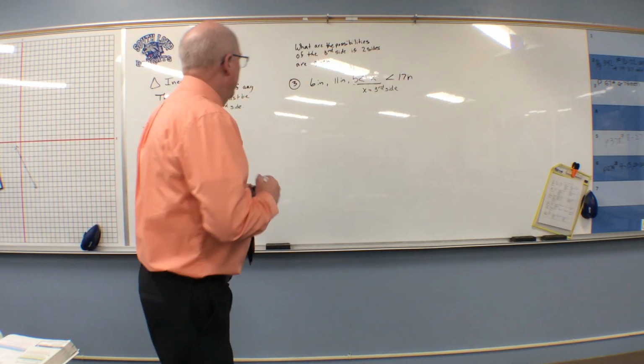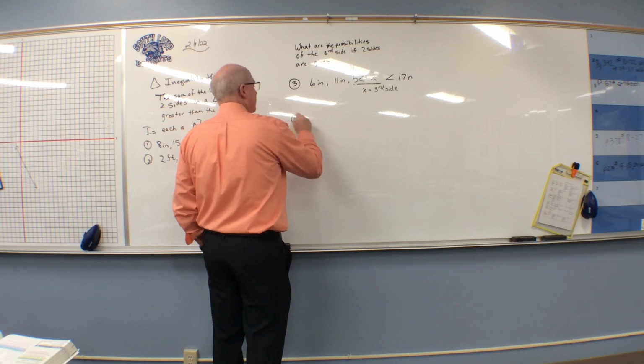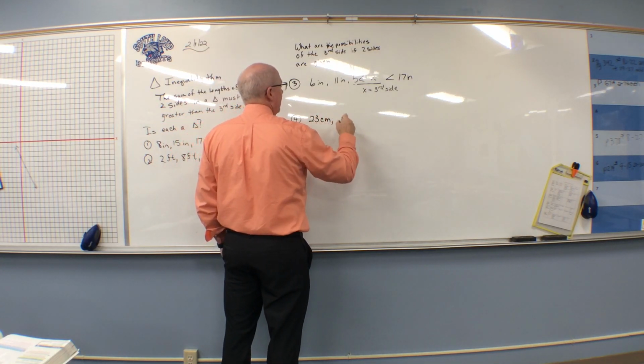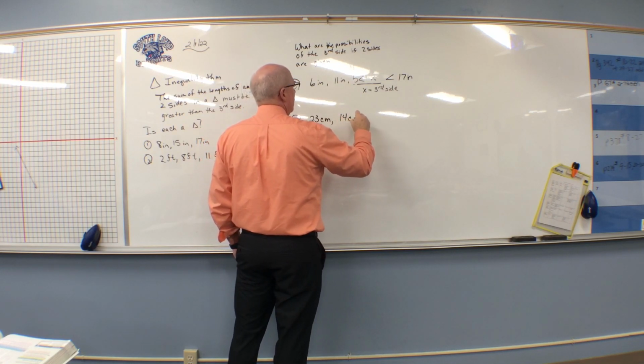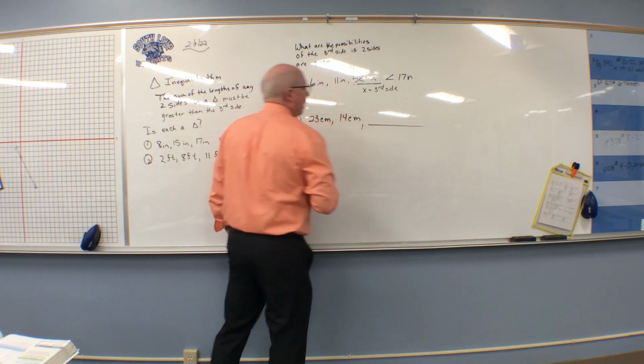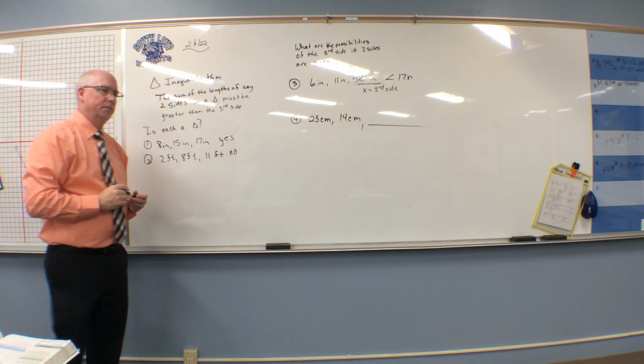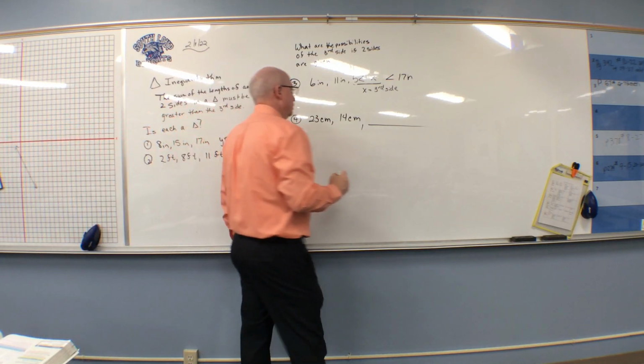All right, so let's do it again. Only this time I'm going to give you 2 different numbers. I'm going to give you 23 centimeters and 14 centimeters. So I want to know what are the possibilities for my third side. Between 37.